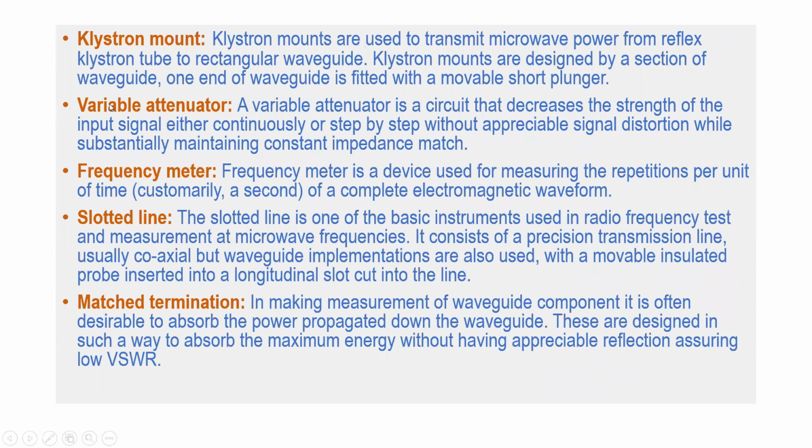Klystron mounts are designed with a cross-section waveguide. One end of the waveguide is fitted with a movable short plunger, which you will see fitted, and which is used to vary the power coming from the other side.